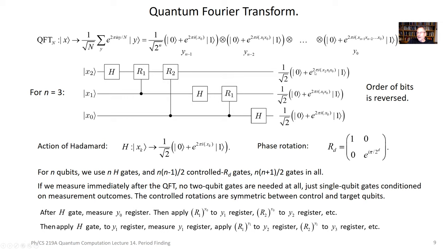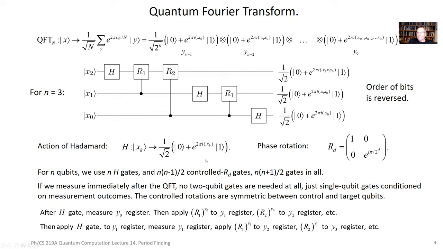And then the conditional R2 takes care of the last bit. Because if register 2 is a 1, it's going to apply the additional phase, e to the i pi over 2 squared, or e to the 2 pi i over 2 cubed. And that's going to give me the e to the 2 pi i dot 0, 0, x0 that I need to complete the correct relative phase of these two basis states, 0 and 1.